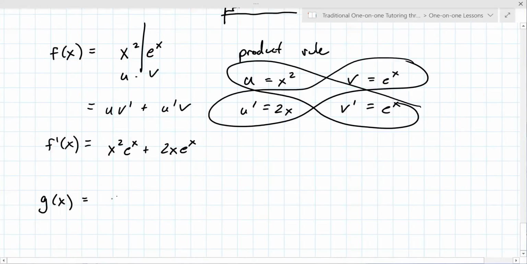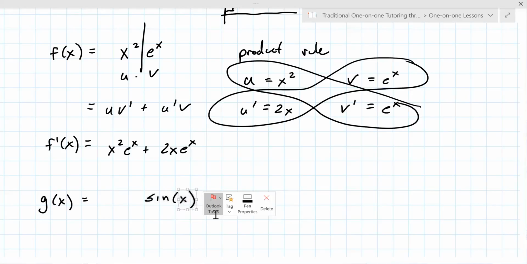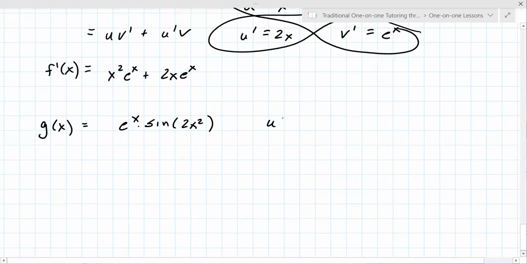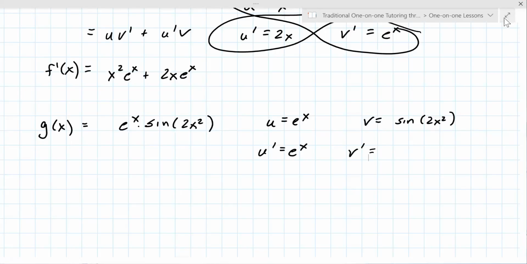Now let's do one that's just slightly more difficult. Let's say I give you sine 2x squared, with e to the x out front here. So this time your u is e to the x, and your v is sine 2x squared. So u prime is still e to the x, but this is the one I'm really interested in. Do you know how to take the derivative of something like this? We covered it. Do I remember?